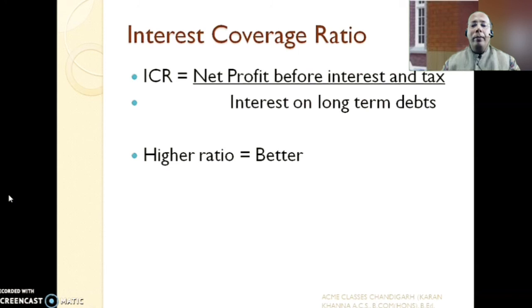Now in case of company A, it has a greater amount of profits as compared to the interest payment liabilities. Therefore, company A is in a much better position as it is going to be able to pay off its interest easily and also has the ability to borrow more money in the future, because the gap between the interest payments and the profits of the business is higher. Therefore, higher the ratio, better it is.